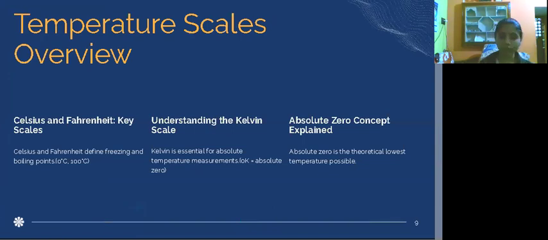Temperature scales overview. Let's look at the main temperature scales: Celsius, Fahrenheit, and the last one, Kelvin. The Celsius scale sets 0 degrees as water's freezing point and 100 degrees Celsius as its boiling point. The Fahrenheit scale sets 32 degrees Fahrenheit and 212 degrees Fahrenheit for those same points. The Kelvin scale begins at absolute zero, the lowest possible temperature where molecular motion ceases. So absolute zero is theoretically the lowest temperature possible.